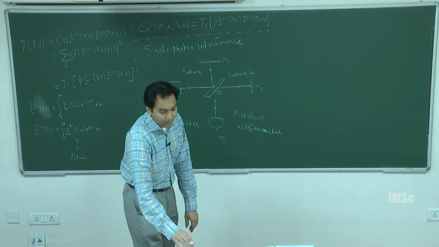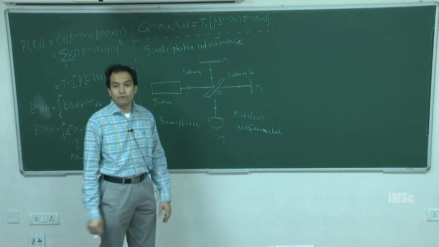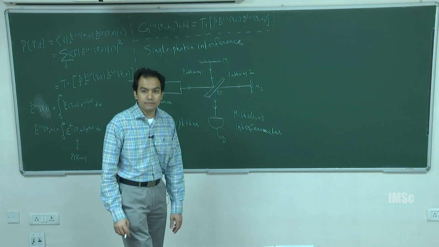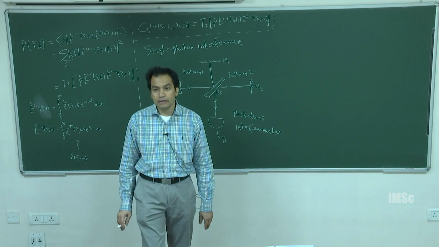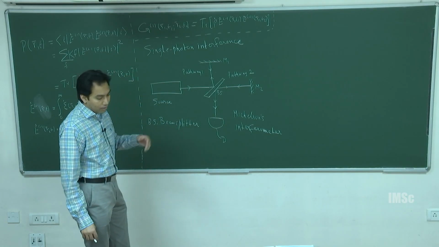So by single photon interference, what we mean is the interference between the two pathways, two alternatives. In quantum mechanics, you always assign a probability amplitude for each pathway, for each alternative. So it is interference between two alternatives.